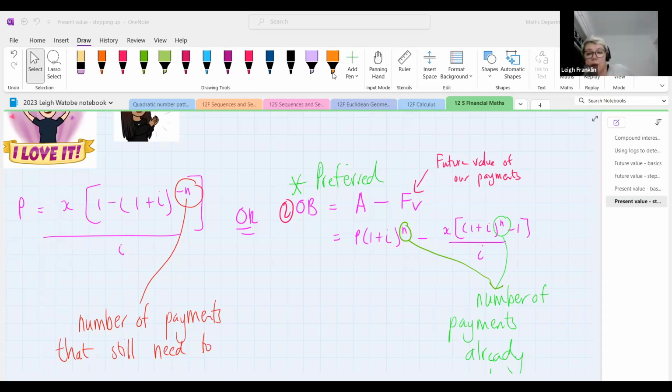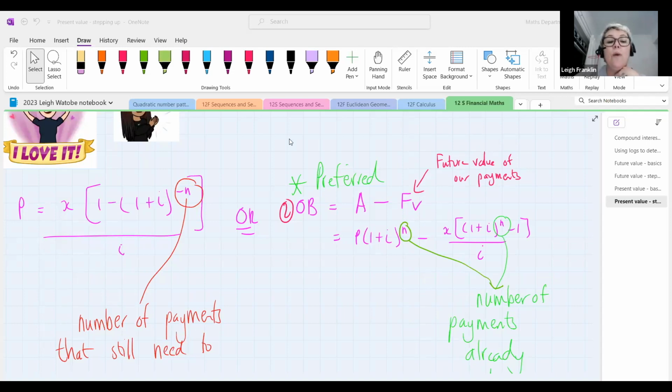Hello, ma'am. Hi, Zwanaka, how are you? Good, thank you, ma'am. So, ma'am, just to verify, the formula for outstanding balance is the one to the left of the screen, or is it the one to the right? Yes, so there's two ways, Zwanaka. There's two ways that you can calculate outstanding balance. Either you can do it as a present value calculation, or you can do it using A minus future value. That's what I'm saying, okay? Thank you, ma'am. All right, that's fine, and we're going to talk a little bit more about that.